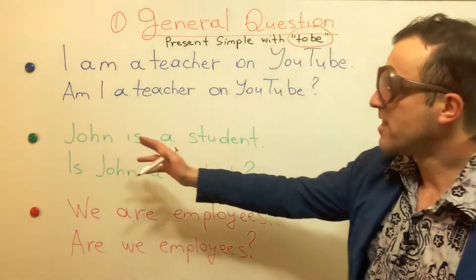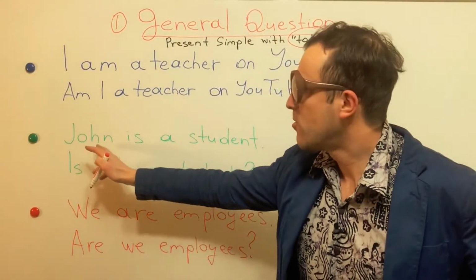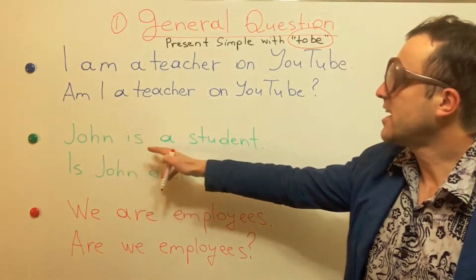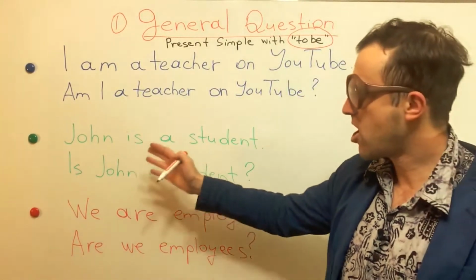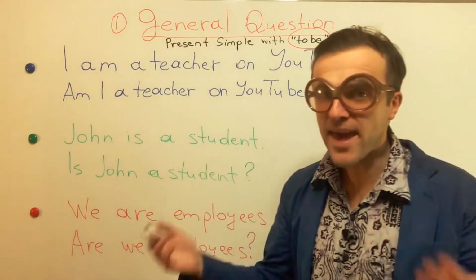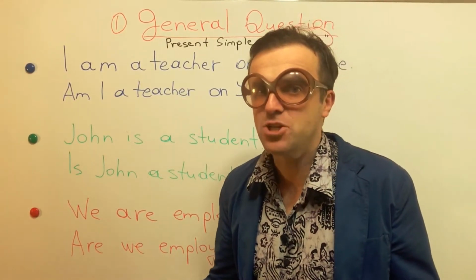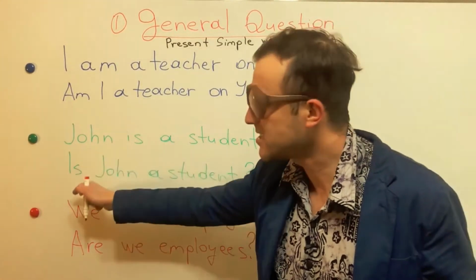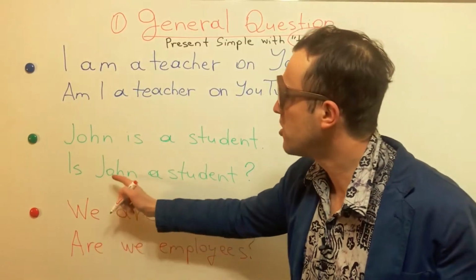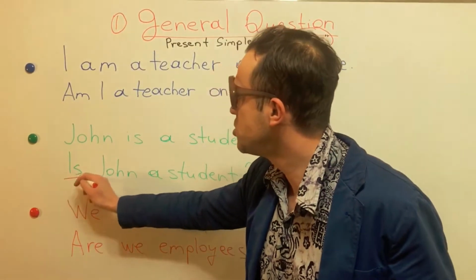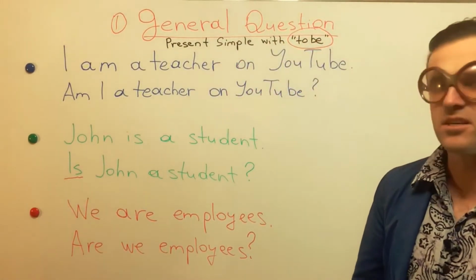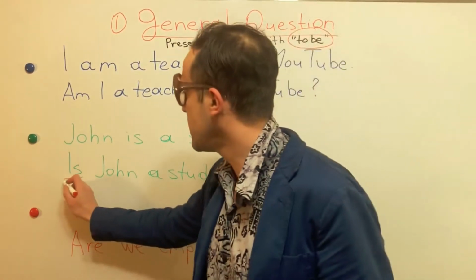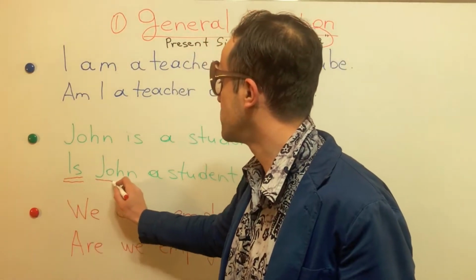Okay? So, now let's take an example with John. John is a student. To make up a question, we have to put is for the first place. So, is John a student? Okay? So, is for the first place.